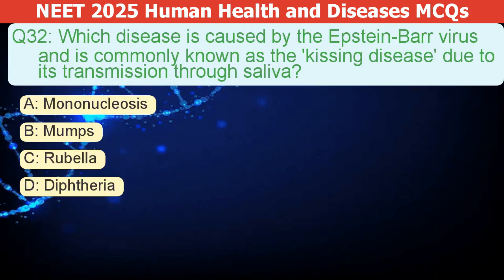Which disease is caused by the Epstein-Barr virus and is commonly known as the kissing disease, due to its transmission through saliva? A. Mononucleosis. B. Mumps. C. Rubella. D. Diphtheria.